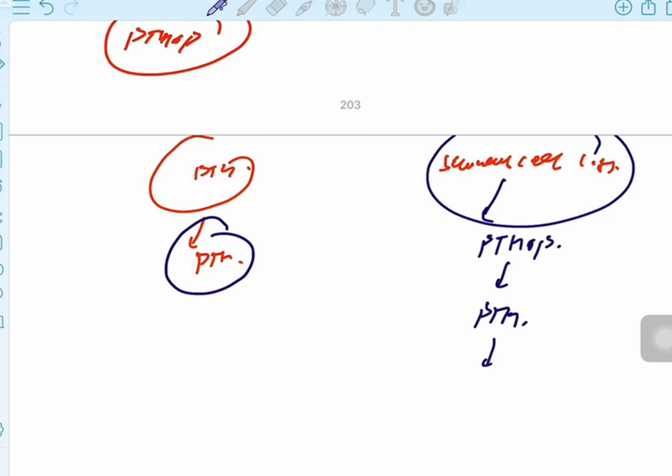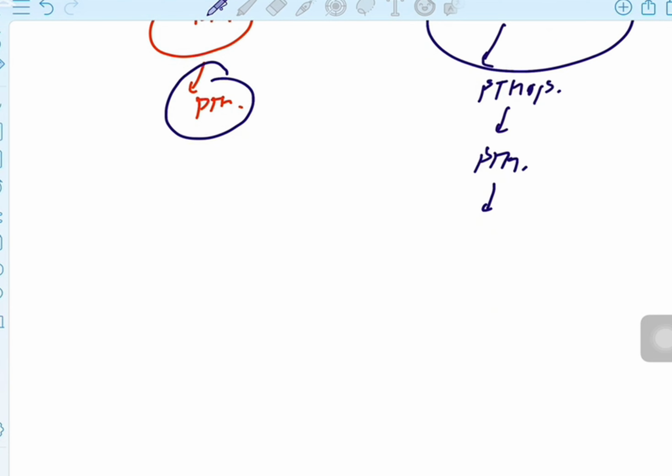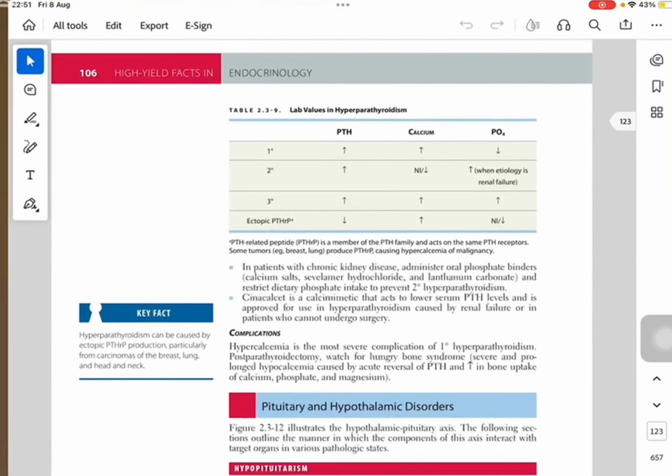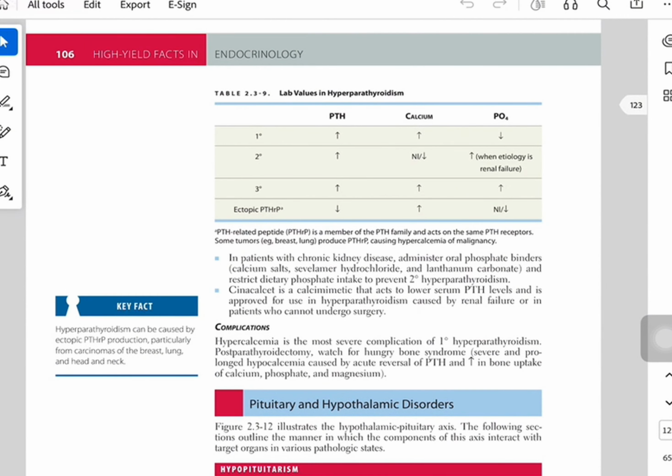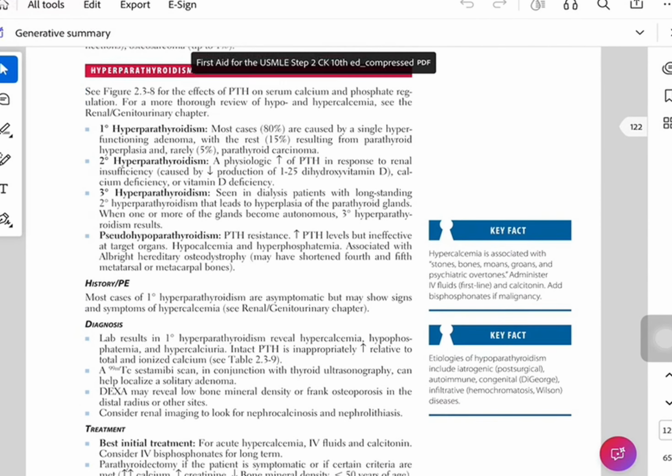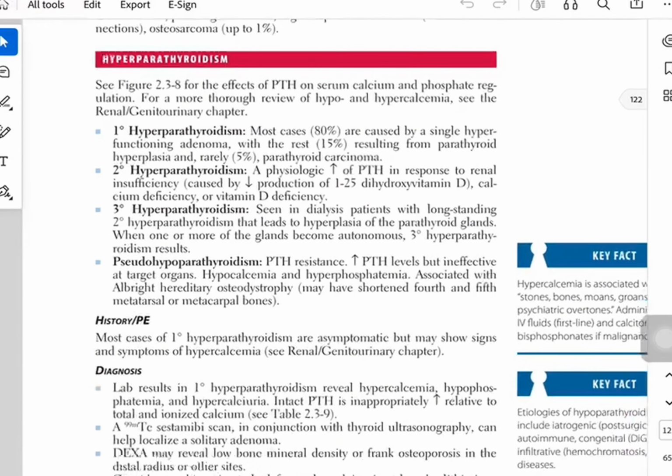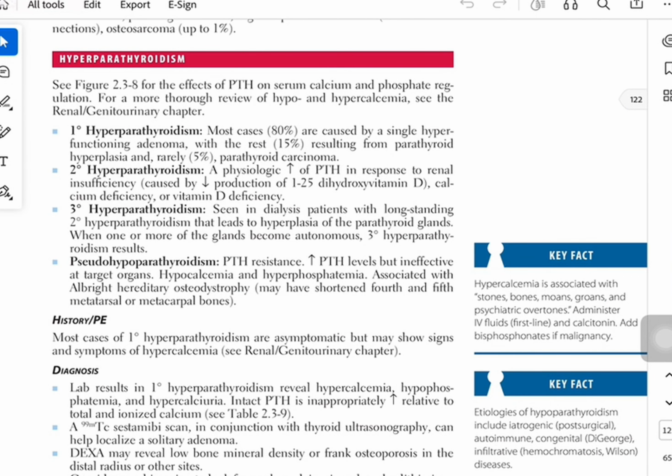These symptoms are known as a paraneoplastic syndrome. This can lead to a high level of parathyroid hormone, high level of calcium, and low level of phosphate. Okay, guys, now we are going to discuss all these things from USMLE Step 2 CK, and after that I will write the most important points which are often asked in the exam.